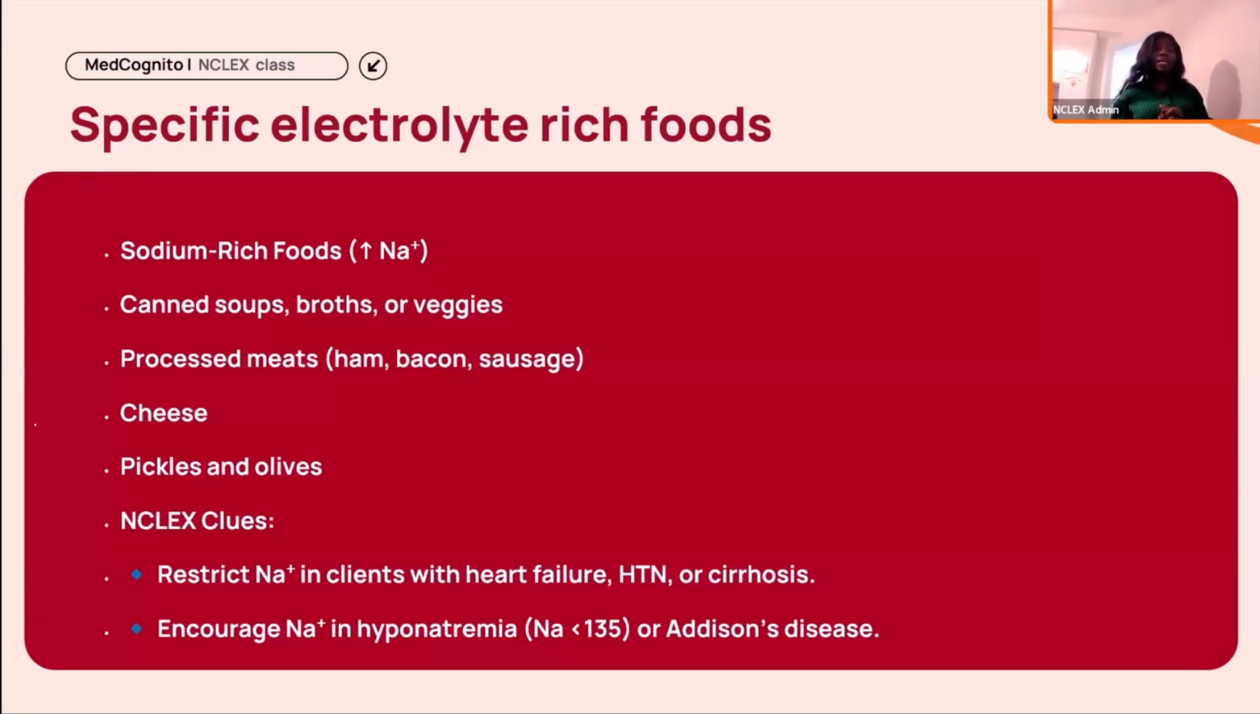And the clue here is that restrict sodium in clients with heart failure, hypertension, and cirrhosis, okay? Because wherever sodium will go, water will go. So if that client has fluid overload, heart failure, hypertension, you would want to restrict sodium. And then encourage sodium in hyponatremia. So if client already has low sodium, then we can give sodium containing foods, and also in additives, okay?